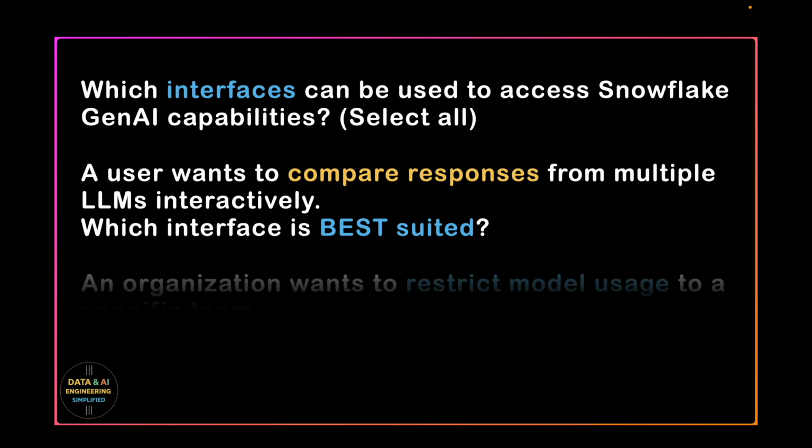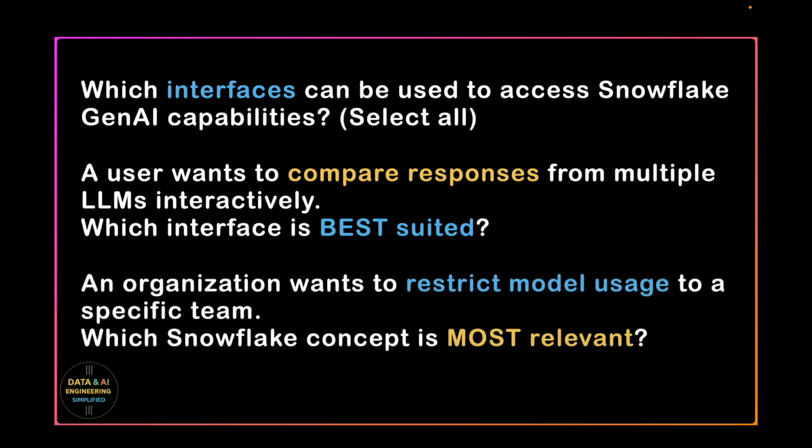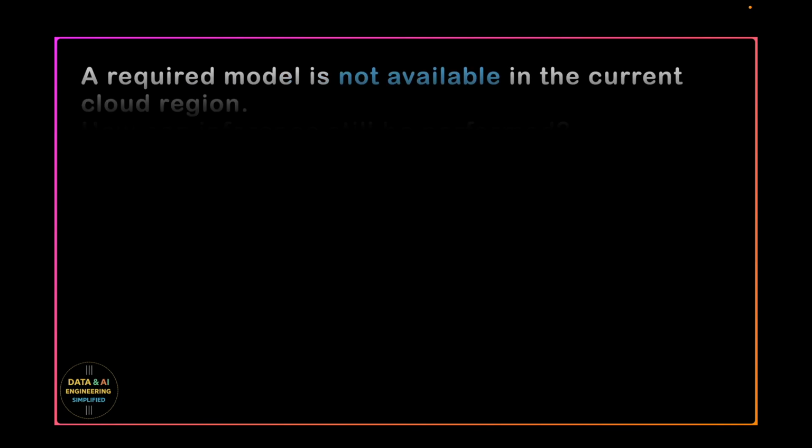Now, coming to security, RBAC, and guardrail, you may get a question like, an organization wants to restrict model usage to a specific team, which Snowflake concept is most relevant? And the keyword is highlighted. During the exam, this keyword will not be highlighted, but my intent is to help you pick the keyword, whether it is most relevant or something else. Accordingly, you have to pick the right option. So your answer could be cross-region interface, role-based access control, Cortex search index, or semantic model. The answer is RBAC.